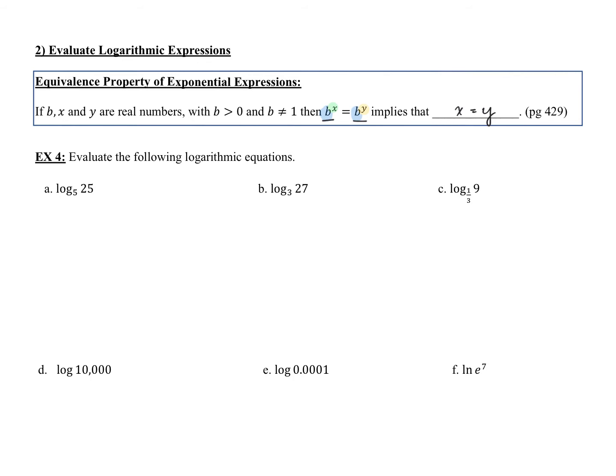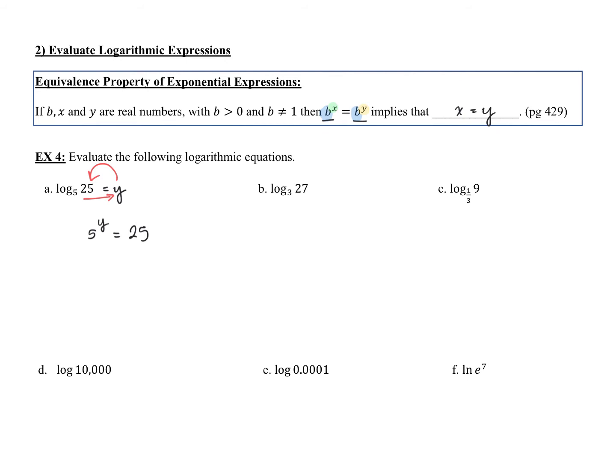Okay, so how are we going to make use of this? Well, for example 4, to evaluate the following logarithmic expressions, I'm going to set this first one equal to y, because I don't know what the answer is, right? And then I'll go ahead and switch this to exponential notation. So 5 to the y power equals 25. We've switched into exponential form.